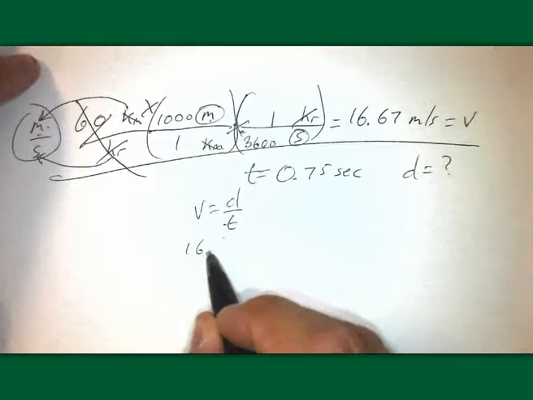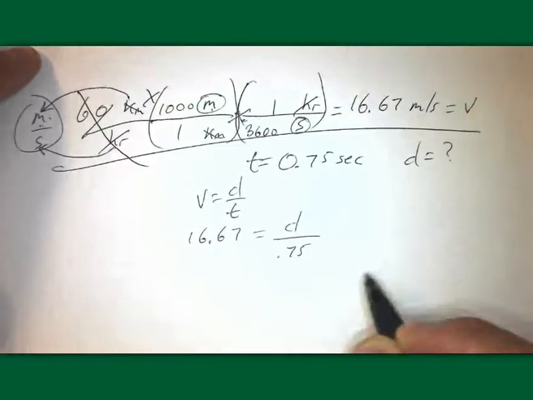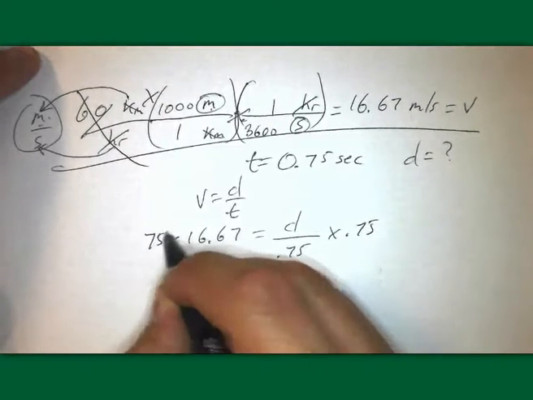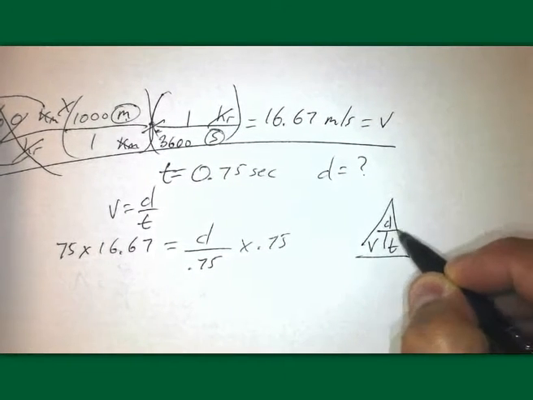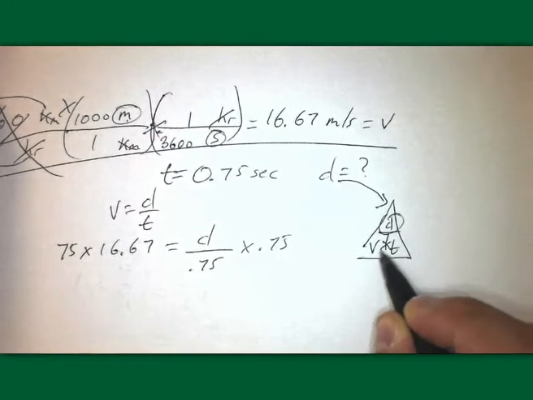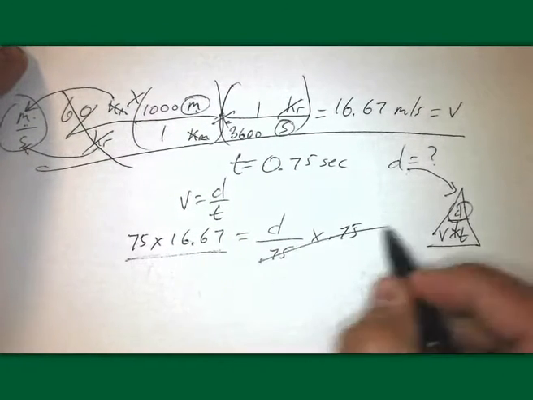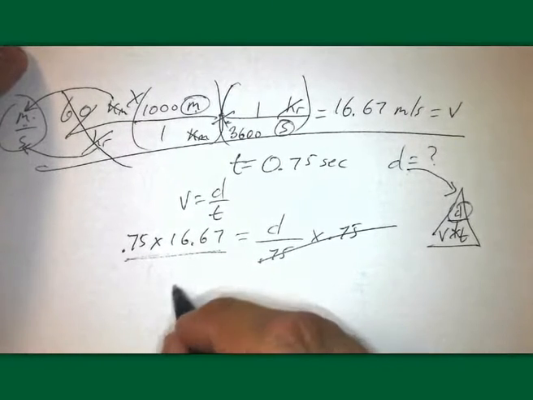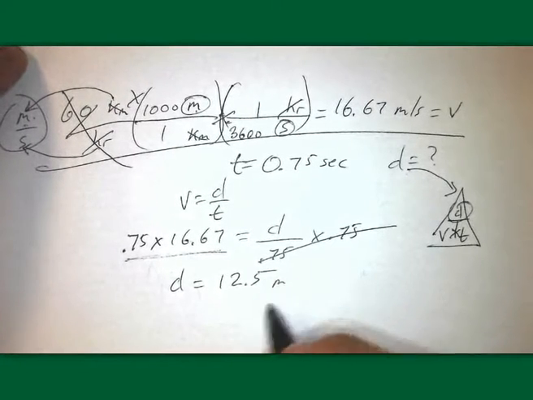All right, so now I'm going to substitute in. My V goes in here, 16.67. D is what I want. Time is 0.75 seconds. Using algebra, we would multiply by 0.75 on both sides. Or if you want to use your handy dandy triangle, we want D. That means we have to do V times T, which is exactly what we're doing right here. The velocity times the time. 0.75 cancels out. 16.67 times 0.75 gives us a distance of 12.5, and don't forget the units, meters.